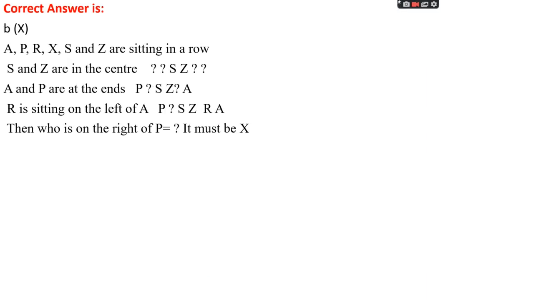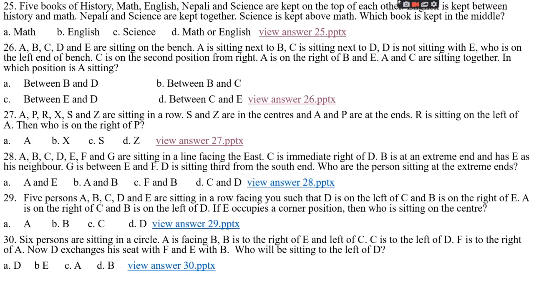A, P, R, X, S and Z are sitting in a row. S and Z are in the center, with two ahead of S and Z and two behind them. A and P are at the end. R is sitting on the left of A, so A must be on the right side end. Then who is on the right of P? The one to the left is X, so X must be on the right of P. The right answer is X.